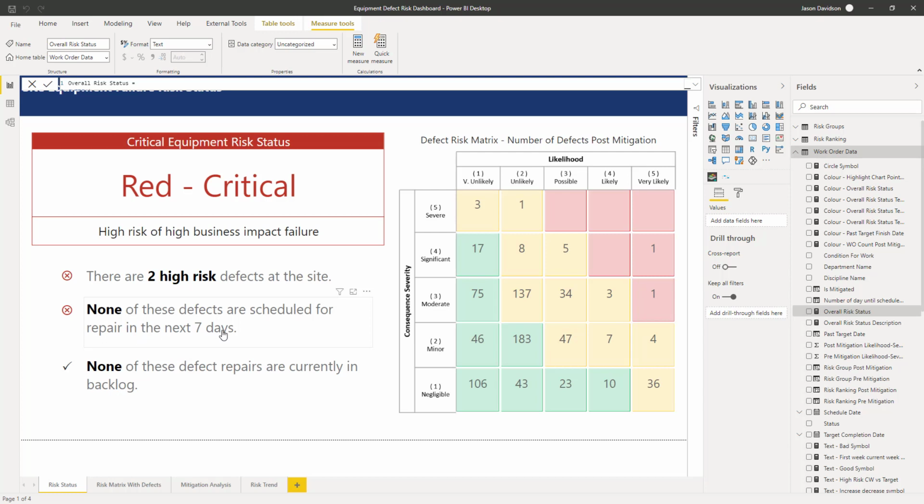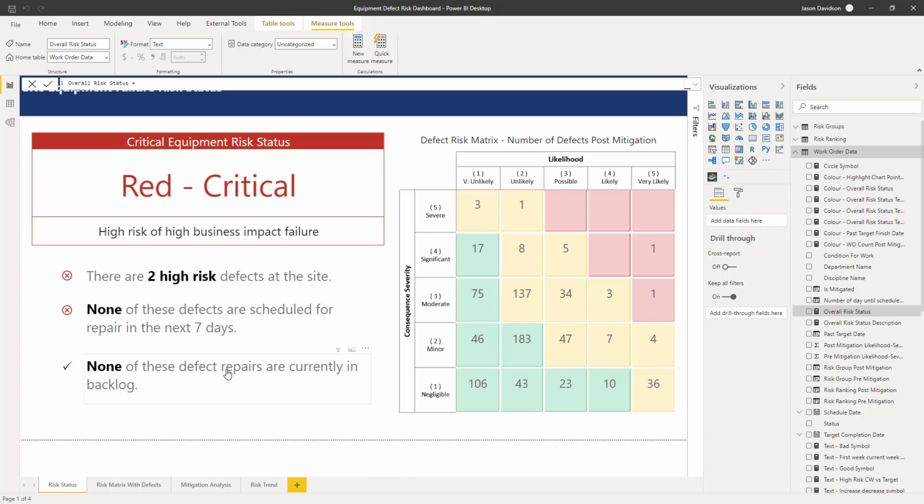The next one is, how many of these defects are scheduled for repair in the next 7 days? That would be a question I'd most likely be asking. We've got two of these high risk defects here. How many of those are scheduled to be executed and repaired in the next 7 days? And unless it's all of them, I want this to be red here.